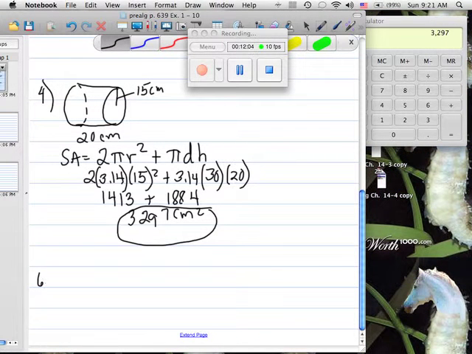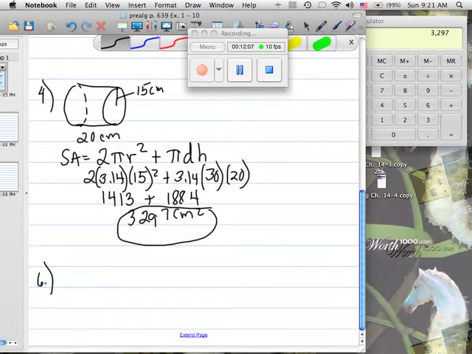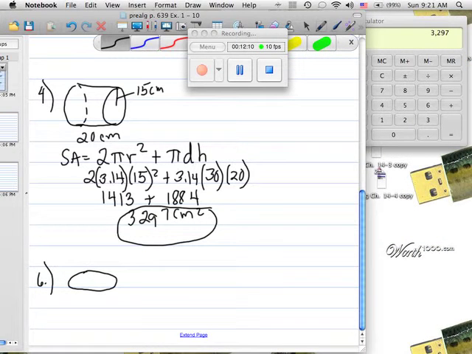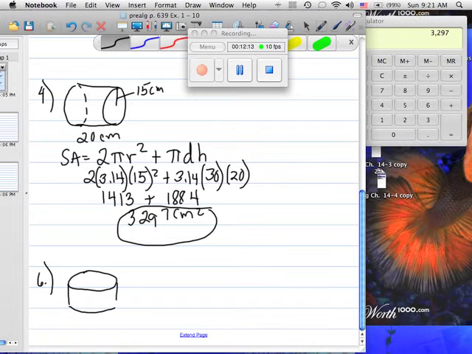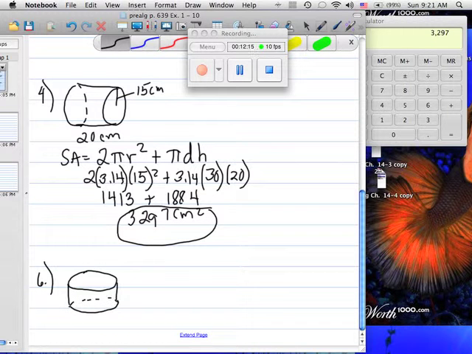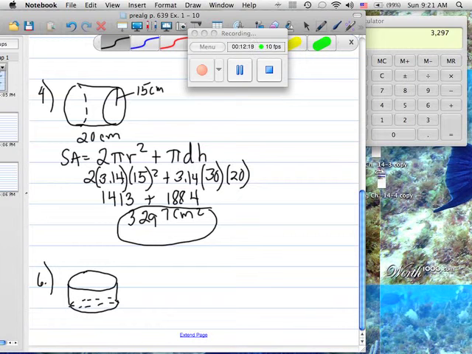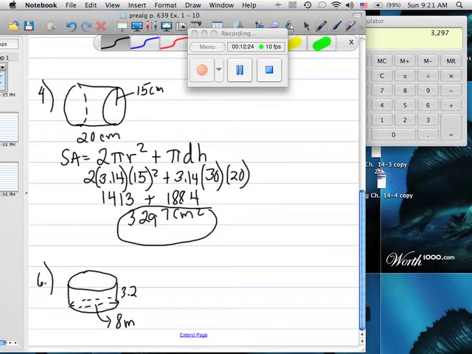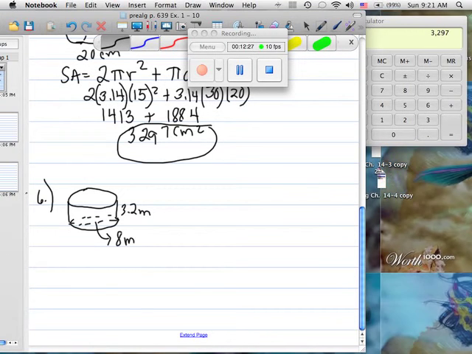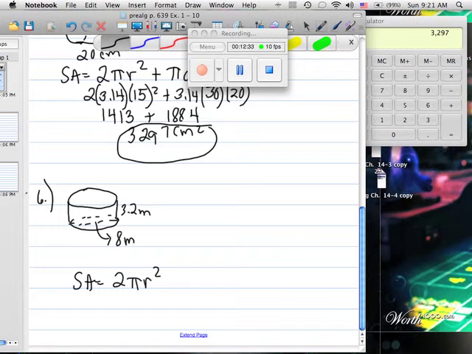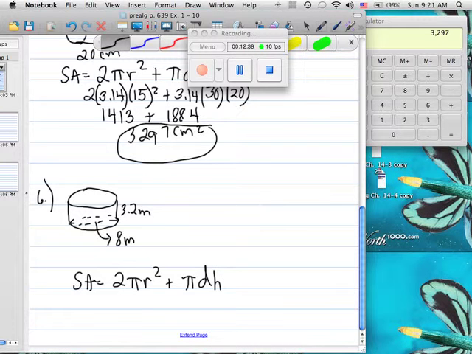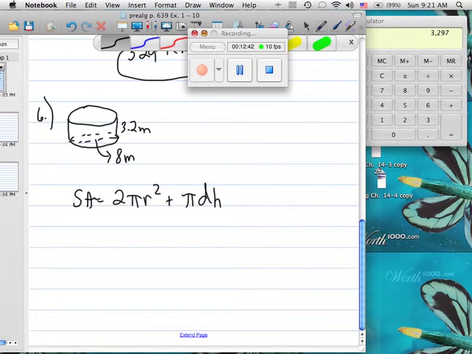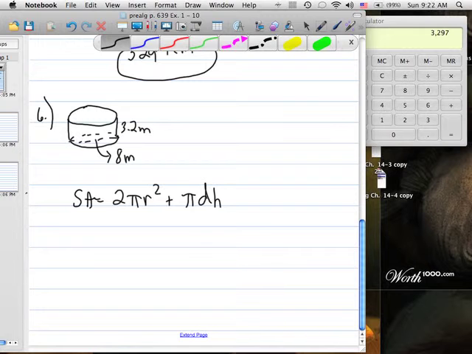And problem number 6, we have another can. It's a little squished one. And we have the diameter given clear across is 8 meters, and the height is 3.2 meters. So our formula, surface area equals the area of 2 circles, 2 pi r squared, plus the can part, the rectangle, pi times d times h. Neither of those numbers is divisible by 7, so we'll go ahead and use 3.14 for pi.